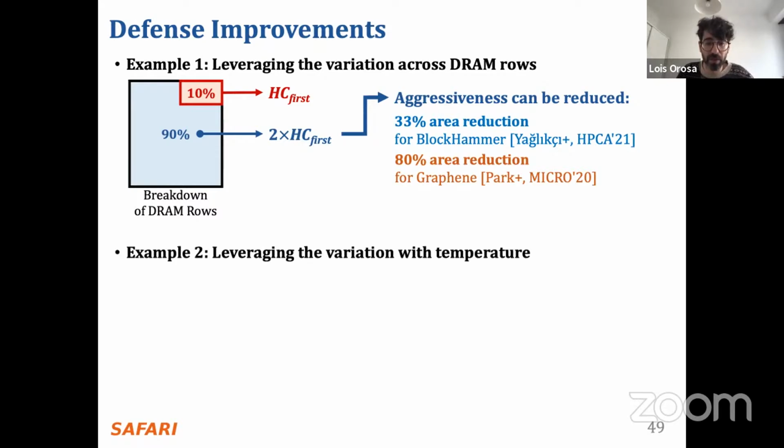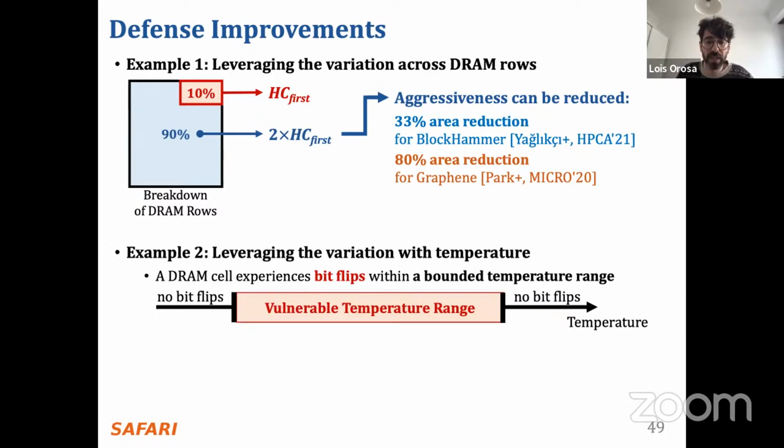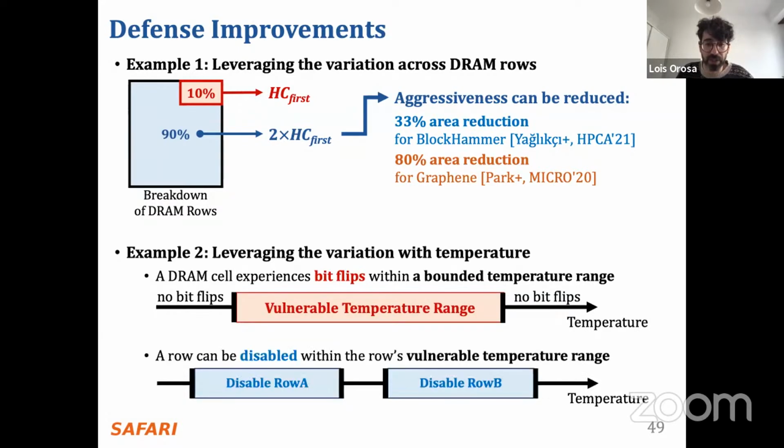The second example leverages the variation in RowHammer vulnerability with temperature. We show that DRAM cells experience bit flips in bounded temperature ranges. To avoid bit flips, a DRAM row can be disabled when its cells are vulnerable to RowHammer at the current operating temperature.